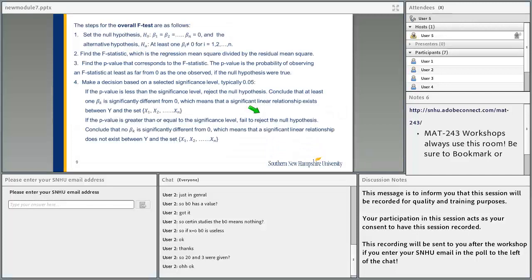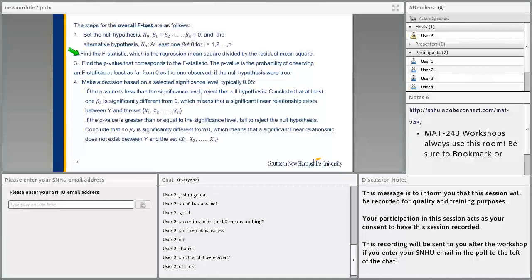So let's look at both the tests. First, we'll do the overall F test. So we set the null hypothesis. Null hypothesis is beta 1 equals beta 2 up to beta n equals 0. And the alternate is that there is at least one beta i not equal to 0 for i equals 1 through n. Then you find the F statistic.